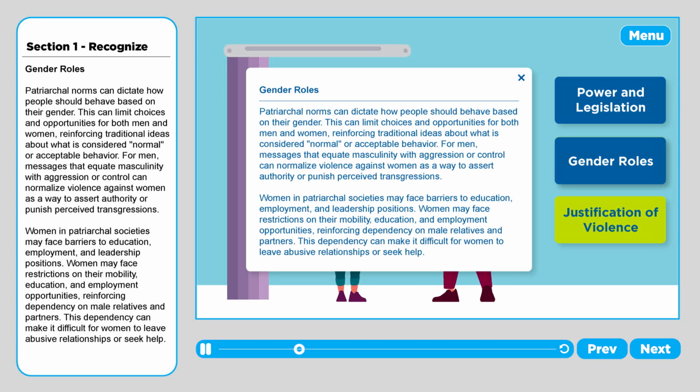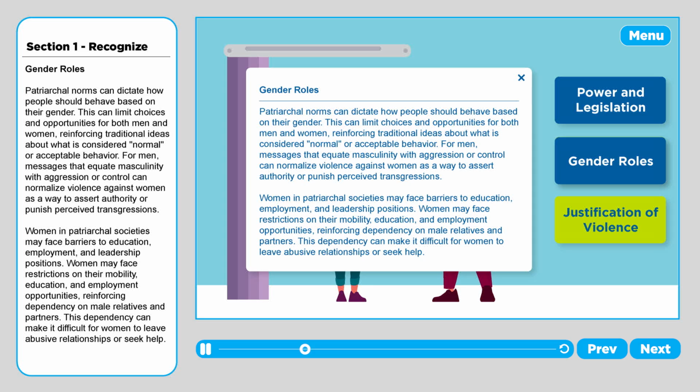Gender roles. Patriarchal norms can dictate how people should behave based on their gender. This can limit choices and opportunities for both men and women, reinforcing traditional ideas about what is considered normal or acceptable behavior. For men, messages that equate masculinity with aggression or control can normalize violence against women as a way to assert authority or punish perceived transgressions.